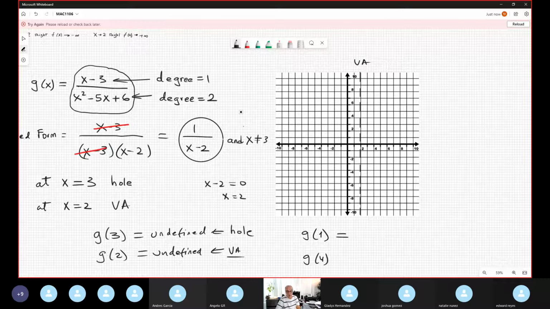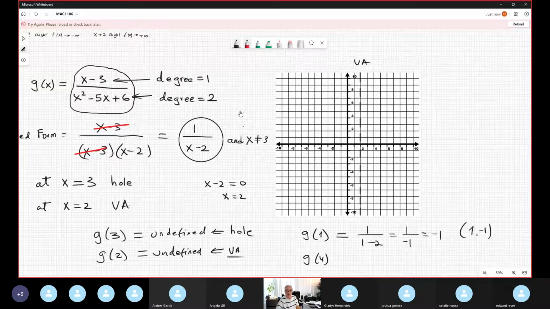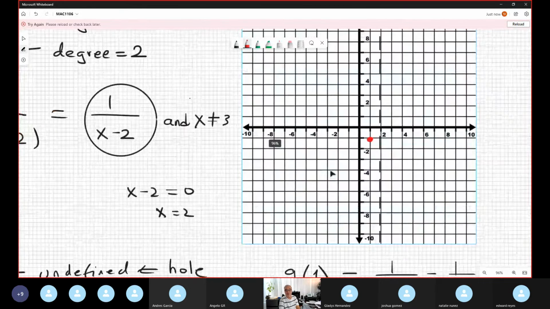So it is very easy to plug it in here. 1 over 1 minus 2. 1 over negative 1 is negative 1. And the point is 1 comma negative 1. 1 comma negative 1 is here. 1, negative 1. Boom. That point.